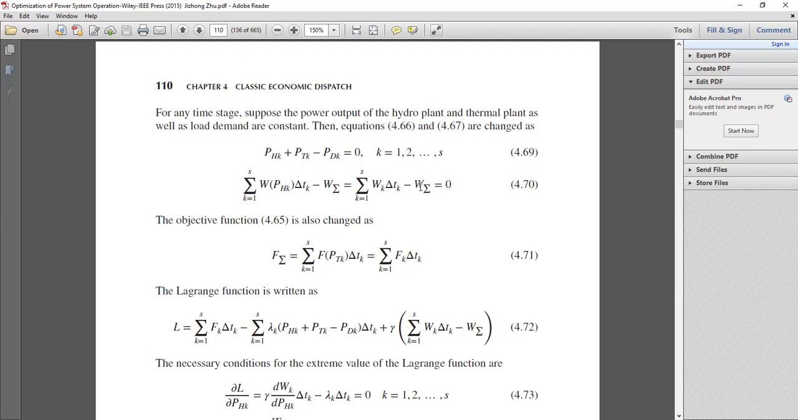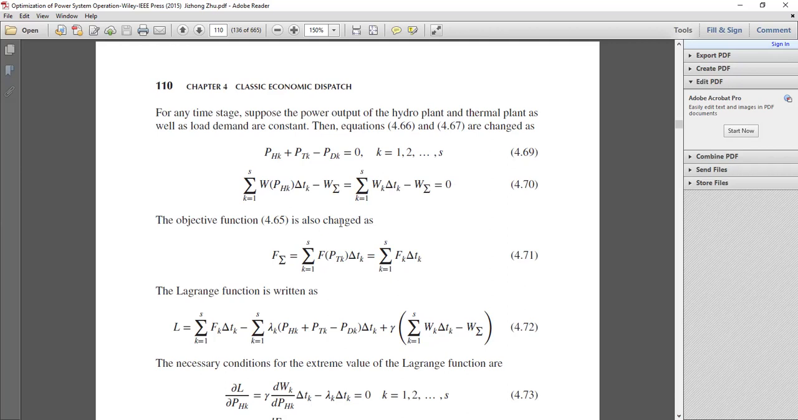And del tk minus w summation is equal to 0. So this is your second equality constraint. So we have two equality constraints till now, besides the objective function. So now the objective function itself, 4.65, you can change it.